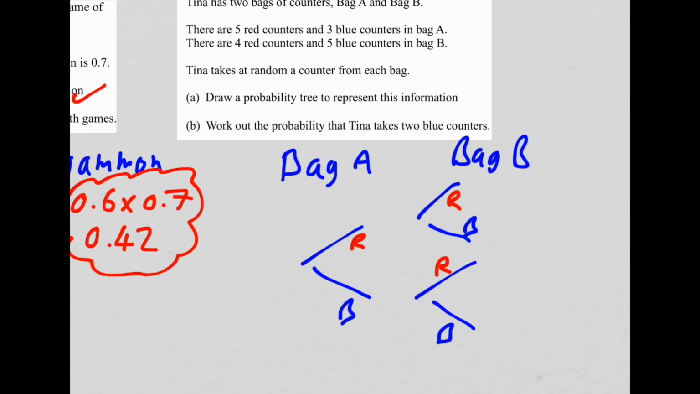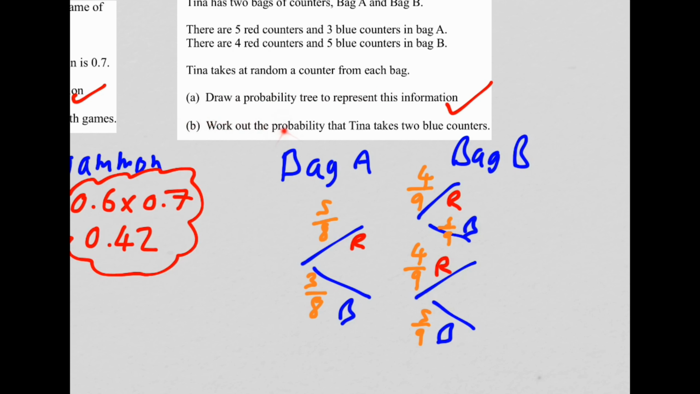There are 5 red counters and 3 blue counters in bag A, so that must mean there are 8 counters altogether. We're going to use fractions this time. So there's 5 reds, that'll be 5 out of 8, and 3 out of 8. Then in bag B, there are 4 red counters out of a possible 9 this time. That must be 4 over 9 there, so that must be 5 over 9 here, and then 5 over 9 here. So there we are, we've drawn a probability tree to represent the information.